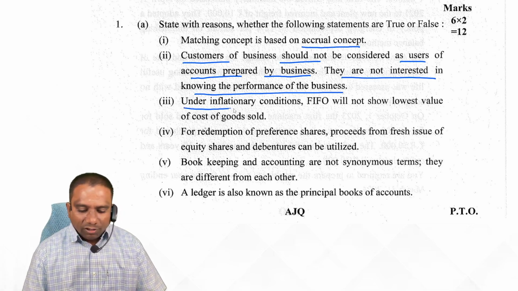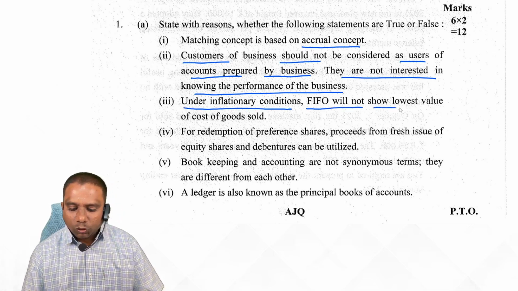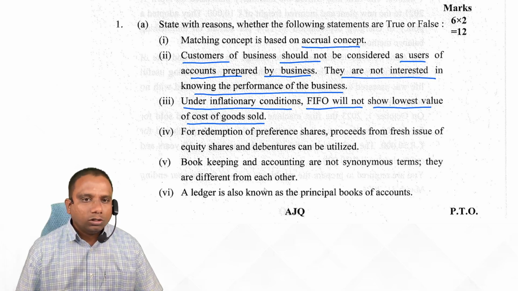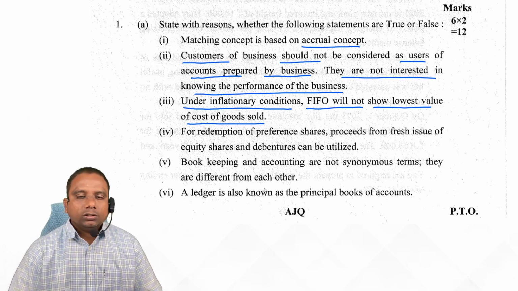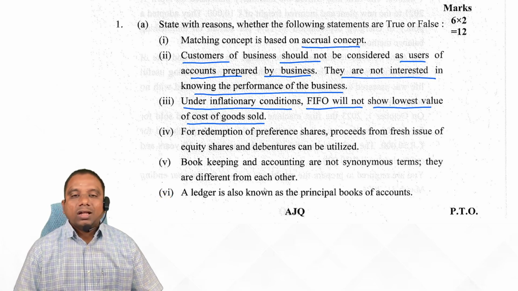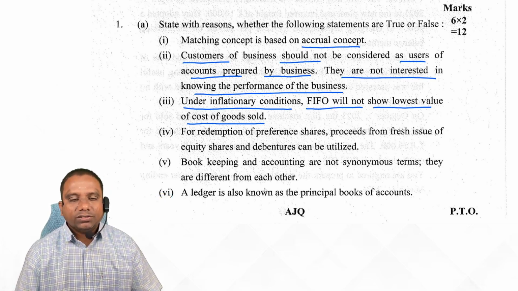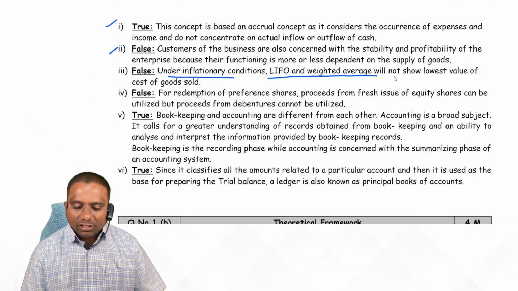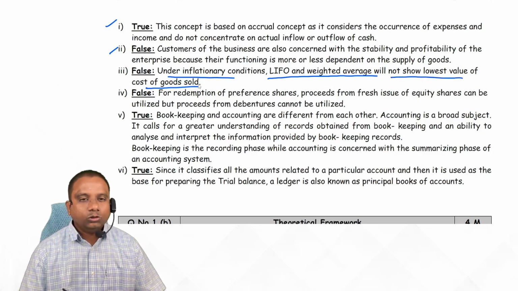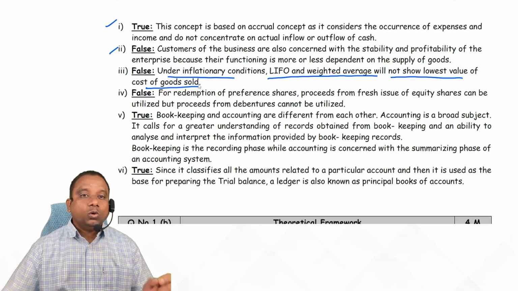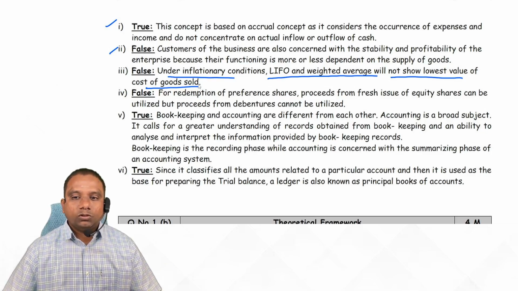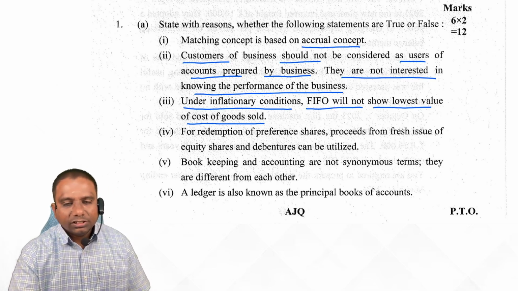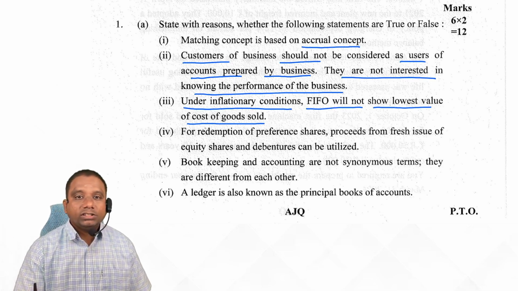Next one: under inflationary condition, FIFO will not show lowest value of cost of goods sold. See, under FIFO method, what we do, we issue the goods first in, first out. Under inflationary conditions, what happens? Observe. Under inflationary condition, LIFO and weighted average will not show lowest value of goods sold, but FIFO will show lowest value of cost of goods sold. Observe, students.